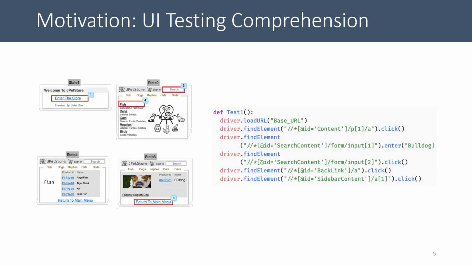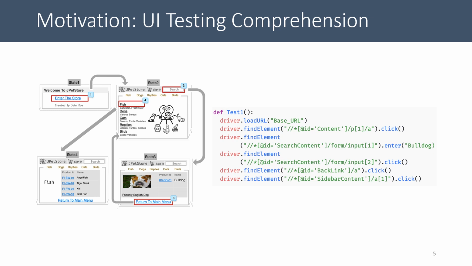Here, we show an example of a UI test case with code. The elements are located by XPath. On the left, it is a path of state transitions from state 1 to state 4. Start with state 1, the link enter the store is clicked. The web page navigates to state 2. And then keyword bulldog is searched. The web page navigates to state 3. Then return to main menu is clicked. The web page navigates back to state 2. And in the end, the button fish in state 2 is clicked, and the web page navigates to state 4.